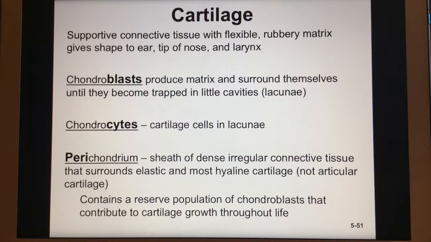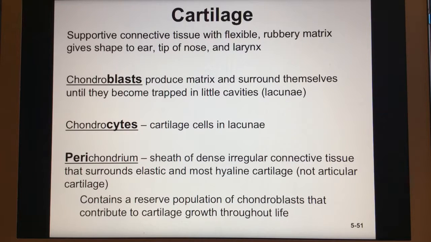We'll see cells called chondroblasts. They produce the cell matrix, and they surround themselves until they become trapped in these little, it looks like little bubbles, but they're little cavities called the lacuna. And then we'll also see chondrocytes that are the cartilage cells in the lacuna. Now, here your labeling in the lab is going to be very important, that you can tell the difference between the chondrocyte and the lacuna.